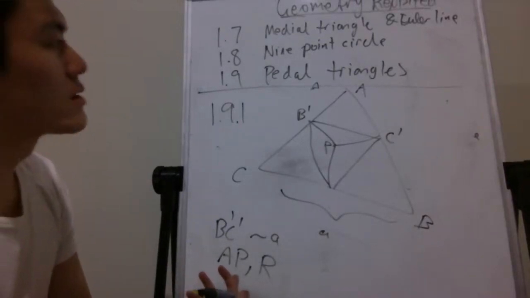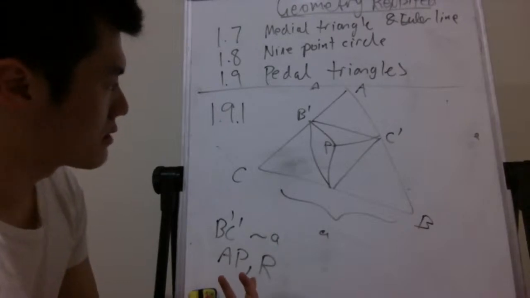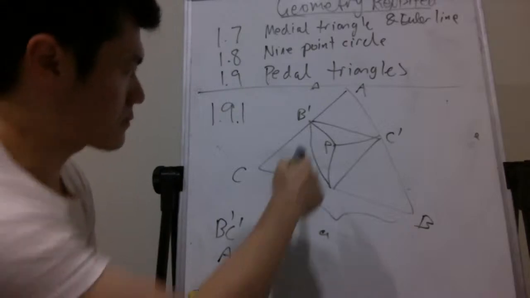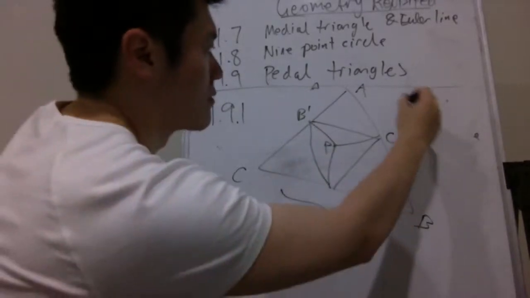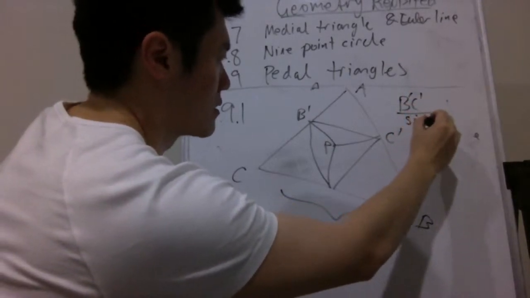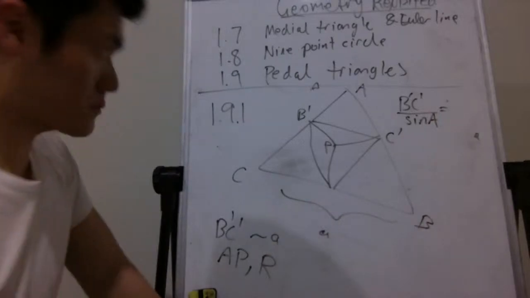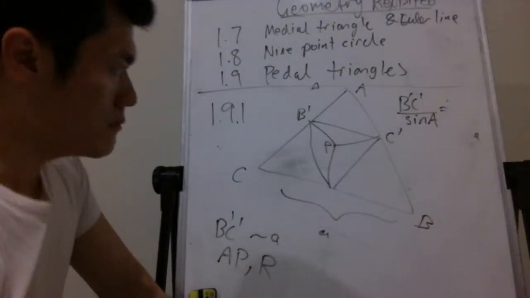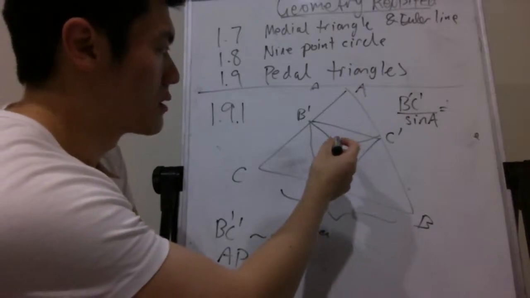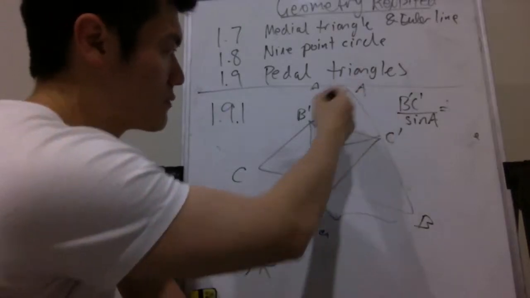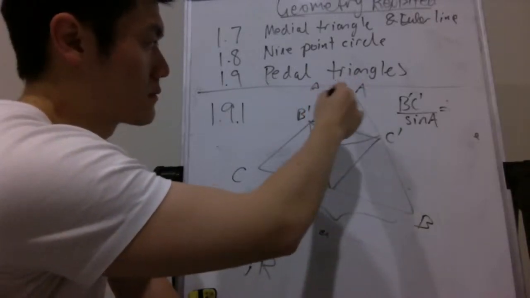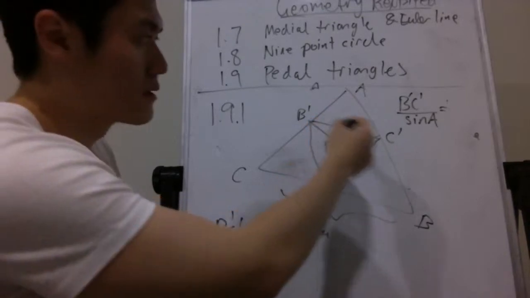Let's apply it to B'C' over sine A. If you remember the rule, this equals 2R. Then AP is equal to 2R of this circle, but that passes through, which means it's the diameter, so it's equal to AP.